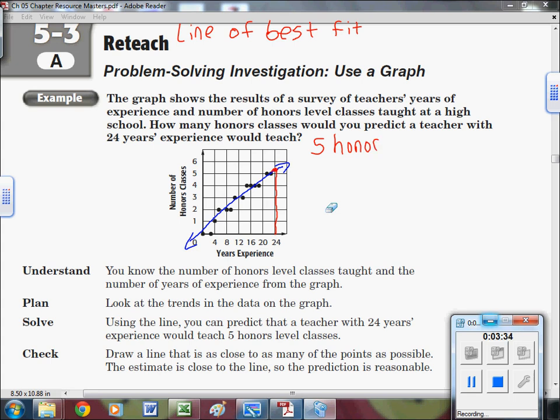It's okay to round if your line of best fit doesn't give you a perfect answer, because remember, your line of best fit is an estimation, so it's okay to estimate a little bit with your answers as well, as long as it's close. You by no means should be saying 6 classes. You by no means should be saying 4 classes.